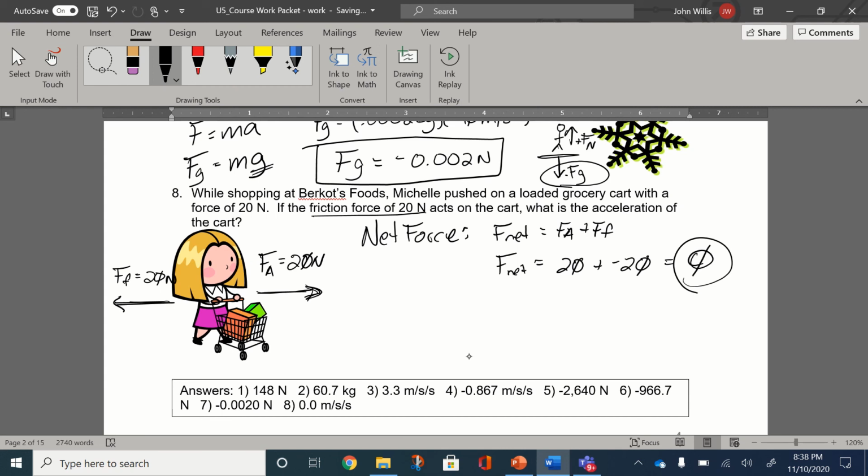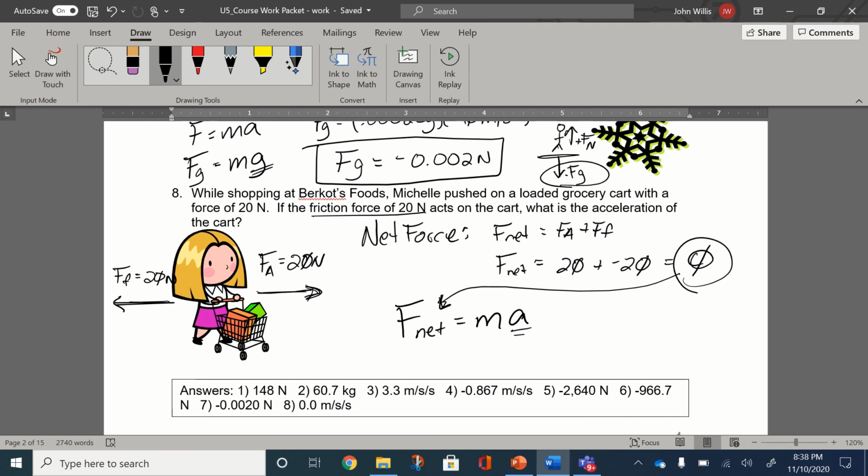That's the big idea. Now let's come down here to our second law. F net is equal to ma. If your net force acting on the cart was 0, then your acceleration should also be 0. It doesn't matter what your mass is. If your net force is 0 on the object, that mass could be 10 kilograms, 100 kilograms, 1,000 kilograms. It doesn't matter. Acceleration is still going to be 0.